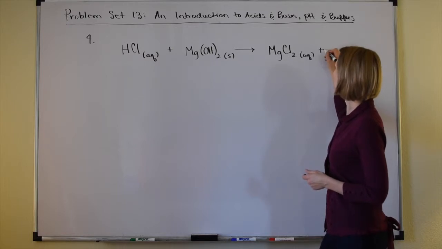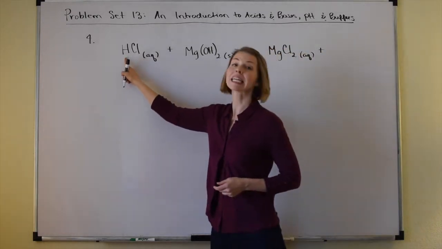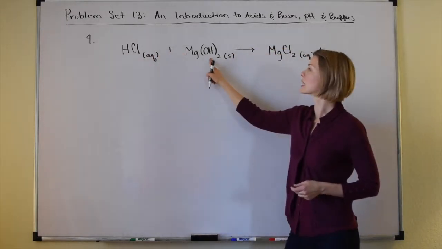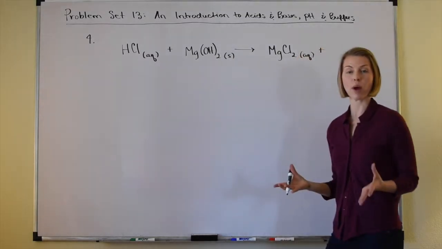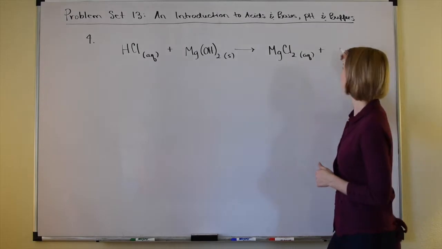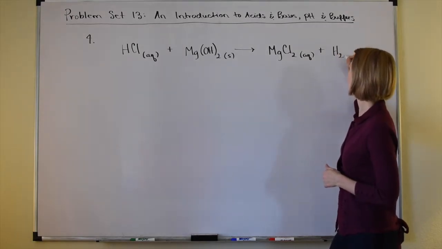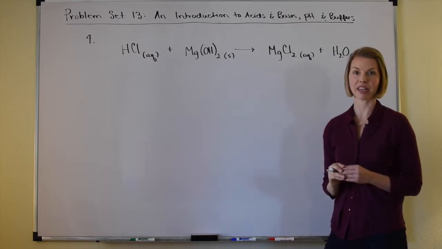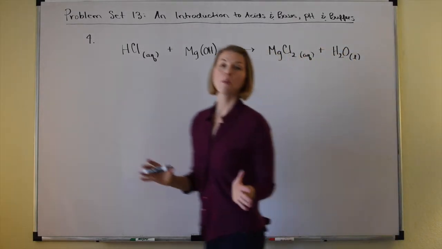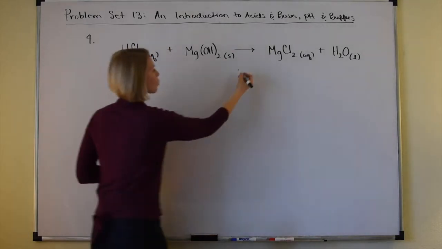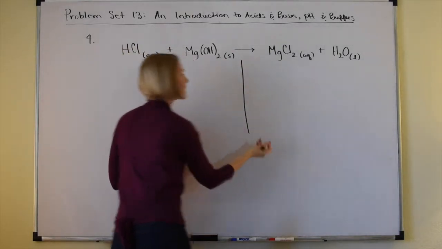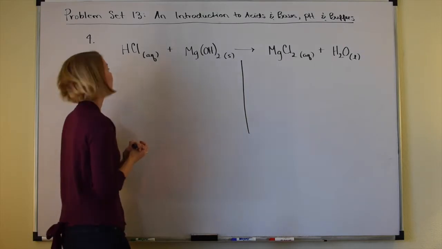And our final product forms when the acidic hydrogen combines with the hydroxide of the base to form HOH, or in other words, to form H2O, water. And I'll write its state as liquid. We are not done yet because this reaction is not balanced. So let's draw a line down the middle and tally up what we have on each side.